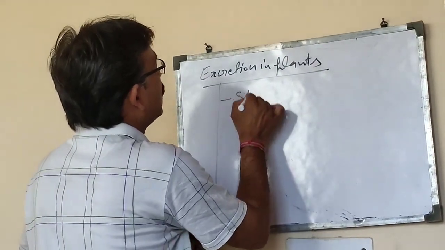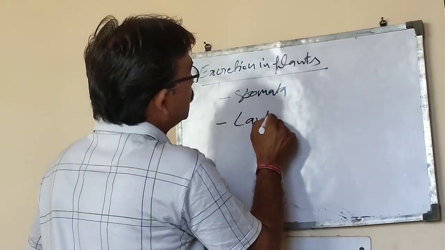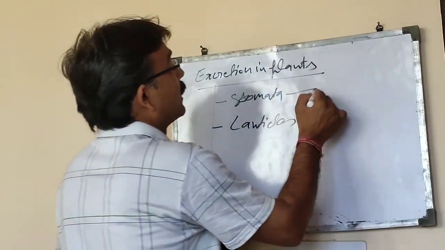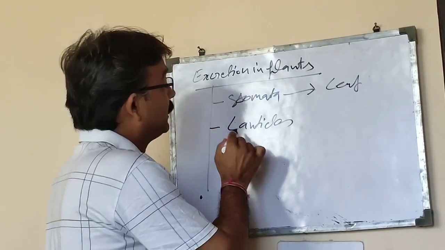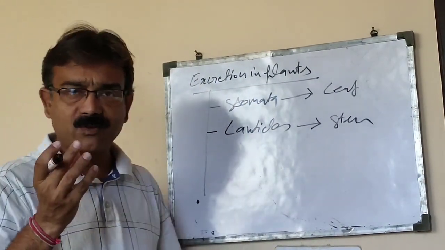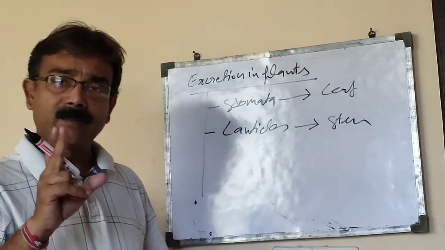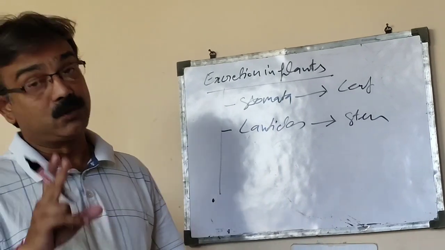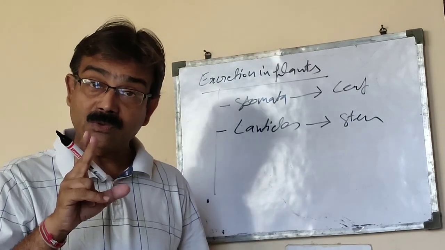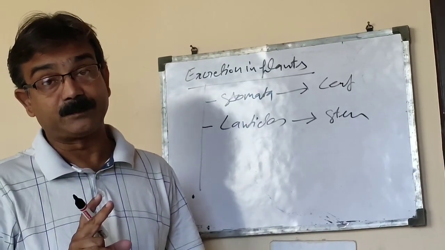In plants, I told you about the stomata, then lenticels. These are two micro openings. The stomata occur on the surface of the leaf, and lenticels occur on the surface of the stem or the harder surface. These two micropores are supposed to release the gaseous waste. You know, what is the gaseous waste of plants? You know photosynthesis and you know respiration. Plants also do respiration as well as photosynthesis.